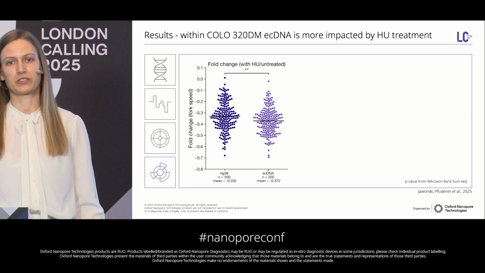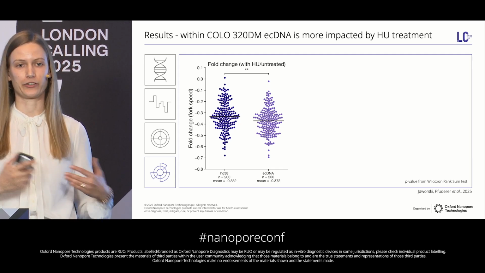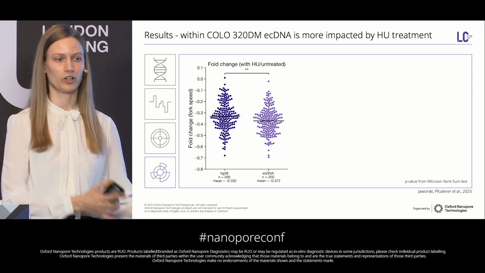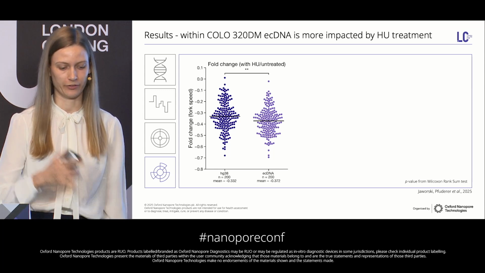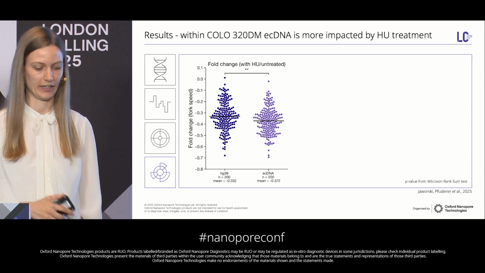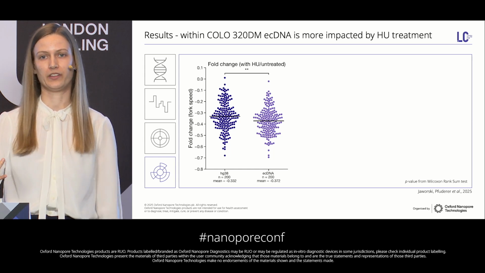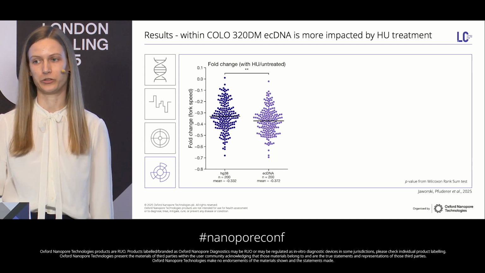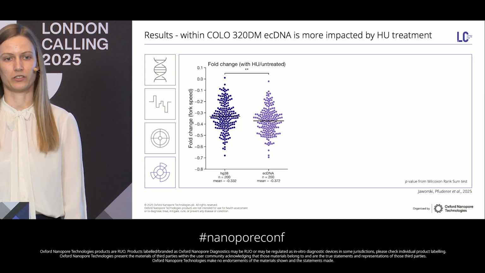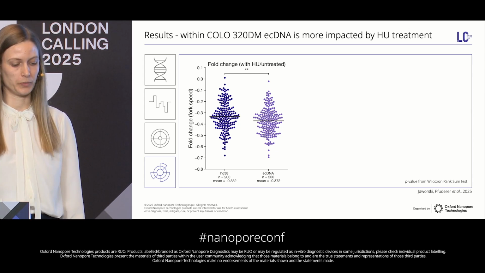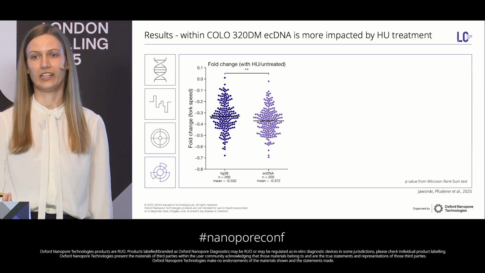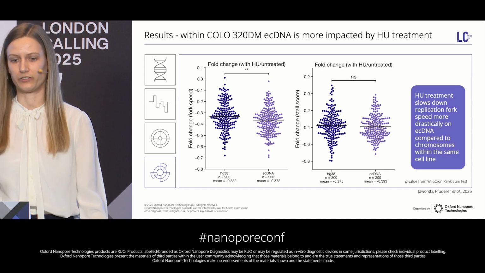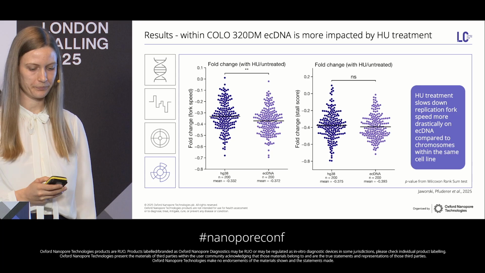Then finally, I was interested in checking whether hydroxyurea had a stronger effect on the extrachromosomal DNA compared to the chromosomes. And for this, I use a bootstrapping method, comparing how severely ecDNA is affected compared to the chromosomes. And I do indeed find that with respect to the fork progression or fork speed, ecDNA was more severely impacted by HU treatment. For the stall scores, I did not find a significant difference.